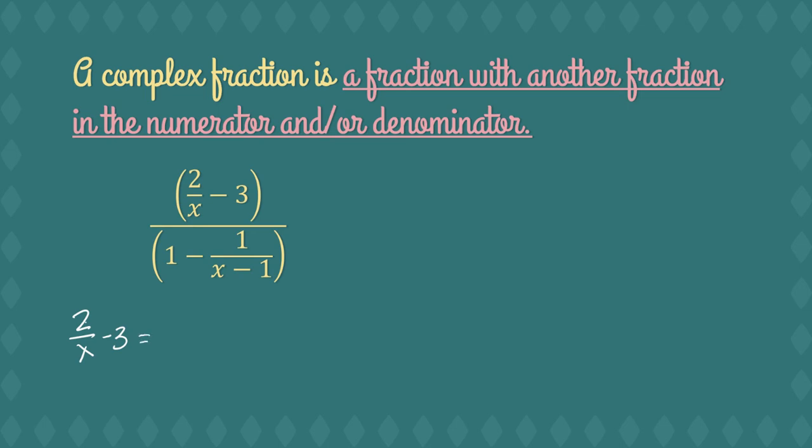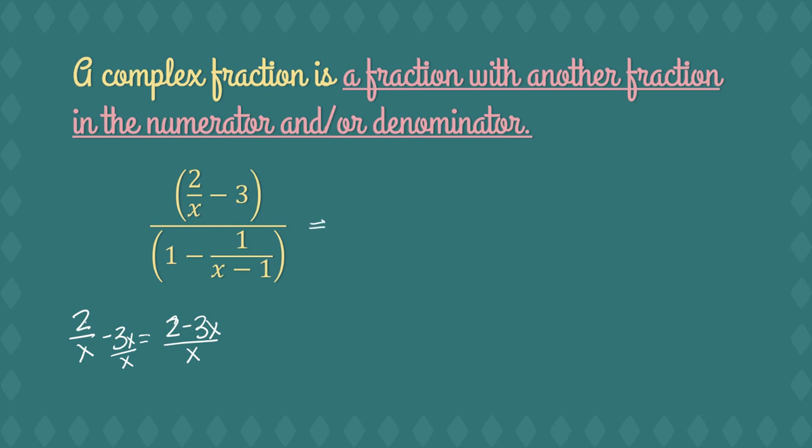Here I want to get a common denominator. I want to put these together. So 2 over x means that x is my common denominator. So really 3 is 3x over x, meaning I have 2 minus 3x over x. Did you follow that? I was getting a common denominator. Remember, we can multiply anything by 1, right? So I'm multiplying that 3 by x over x. That's my common denominator, and then I can put them together into one fraction.